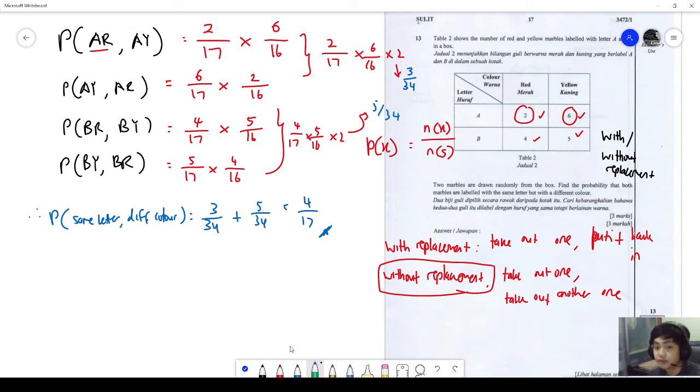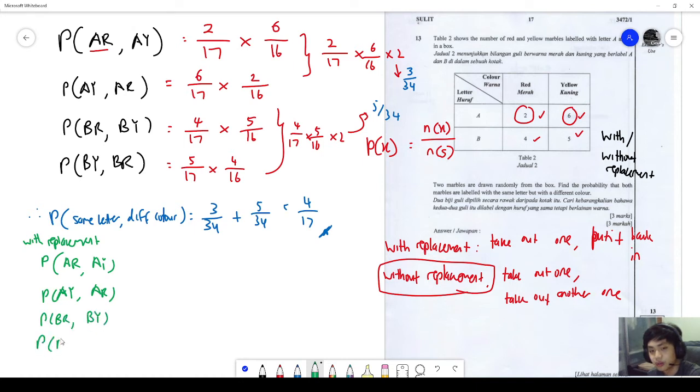Now if you do it with replacement, I will not count the final answer, but I'll just show you how the with replacement method works. So I'll do it in green color. Again, I'm just going to show the method, not the final answer. So just going to copy back all of the outcomes that we have. So ARAY in this case, AR is 2 over 17. With replacement means you're going to put back the marble. So now instead of 6 over 16, we're going to put 6 over 17.